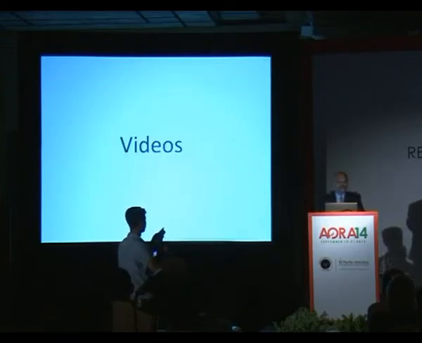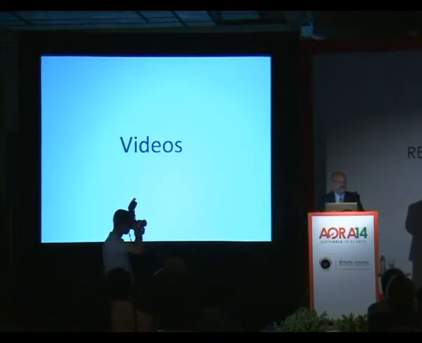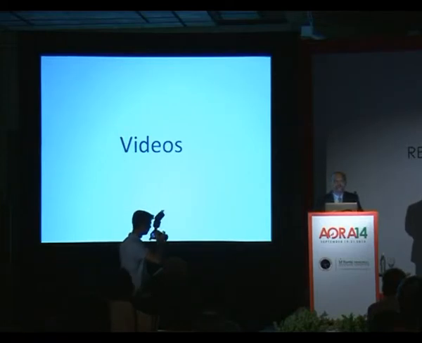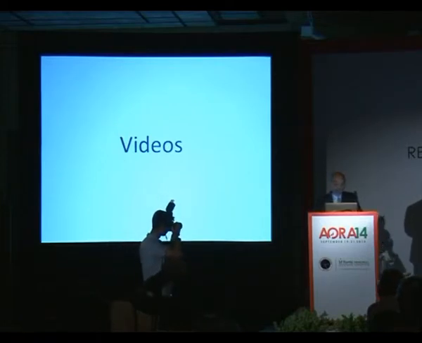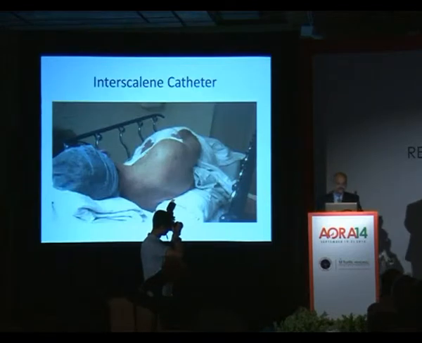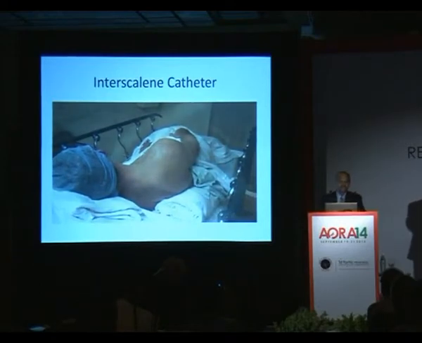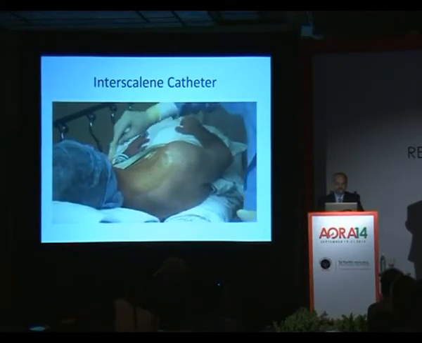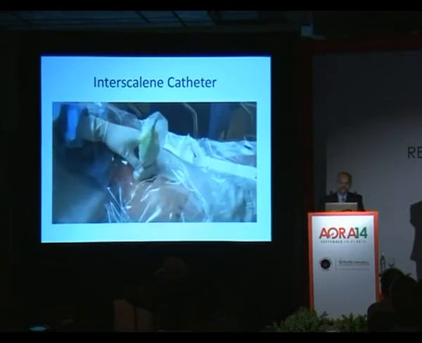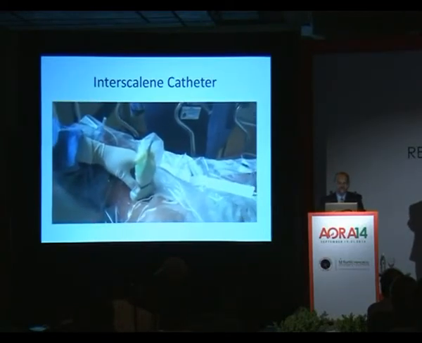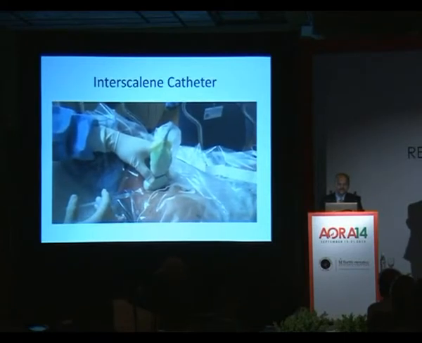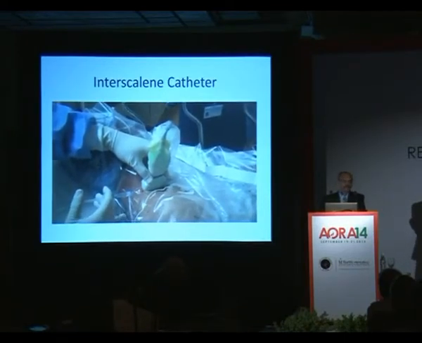For the next part of this talk, I decided to show you a lot of videos that will illustrate how these catheters are placed. As the videos go along, I will give you practical tips that you can use in your practice. We'll start off with the interscalene catheter. You can see the patient is positioned in a slightly lateral position with a roll of blankets under the shoulder. You have to maintain good sterile technique anytime you place a catheter.